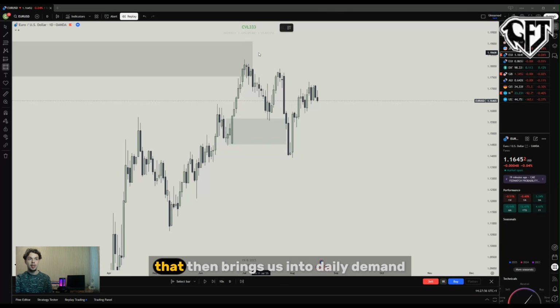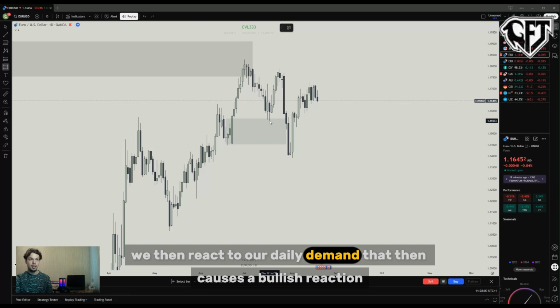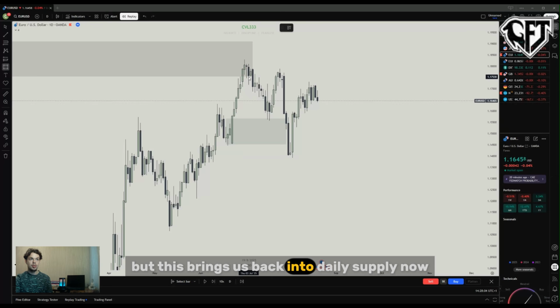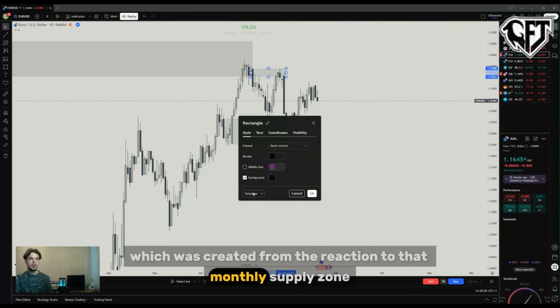So we can see we get an impulsive move onto the downside once we react to that monthly zone. That then brings us into daily demand. We then react to our daily demand. That then causes a bullish reaction, but this brings us back into daily supply now, which was created from the reaction to that monthly supply zone.